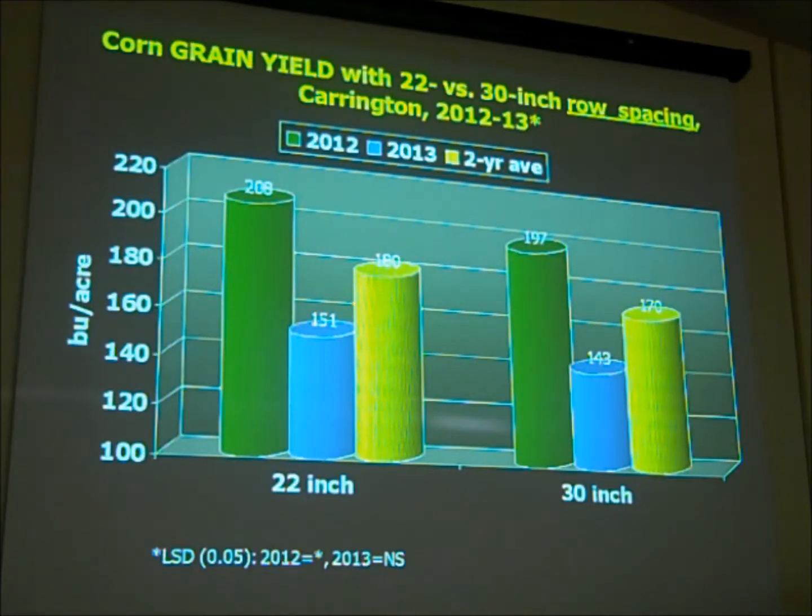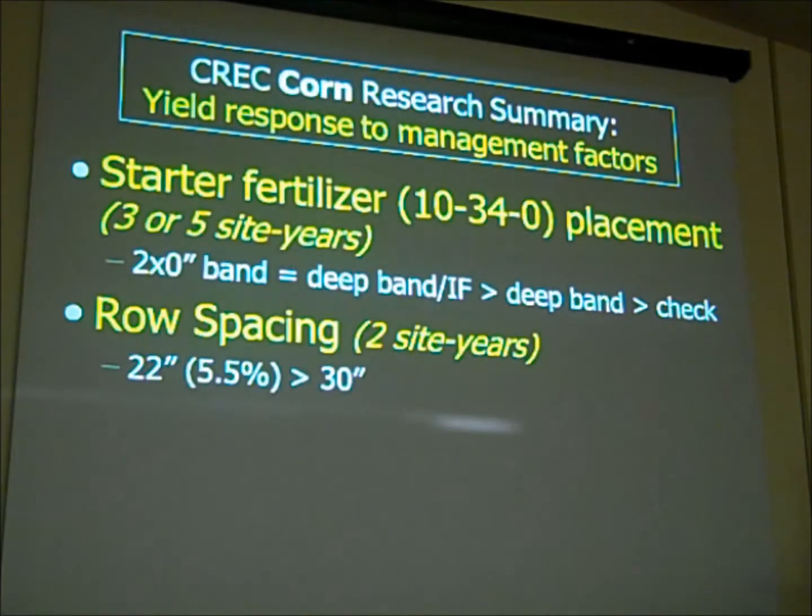Yeah, it'd be nice to look at the narrow rows, and we have some of that data where maybe higher plant populations would enhance the narrow rows. So, a summary of what I've talked about so far and the two factors in corn. Here's the starter fertilizer. It's either 3 or 5 years depending on the factor, but the 2-inch band we found to be similar to the combination deep band and furrow, a little bit greater than deep band, and any of these treatments greater than the untreated check.